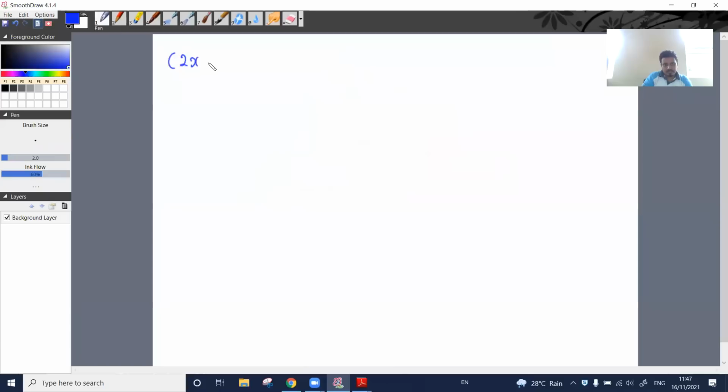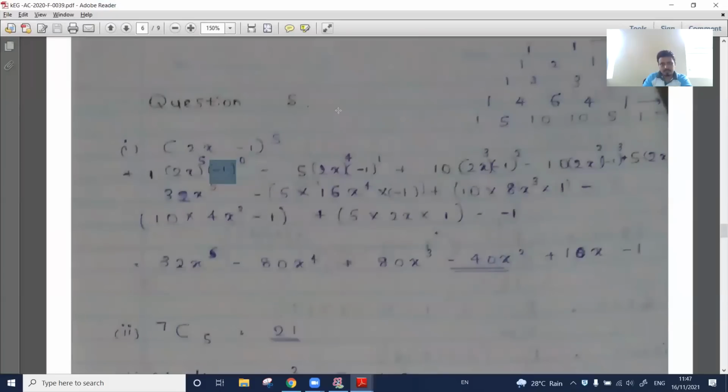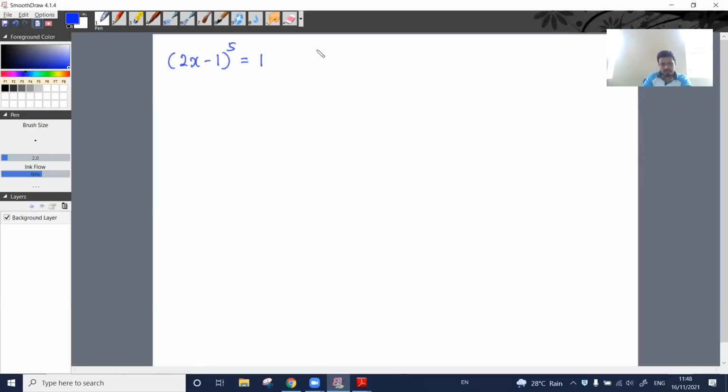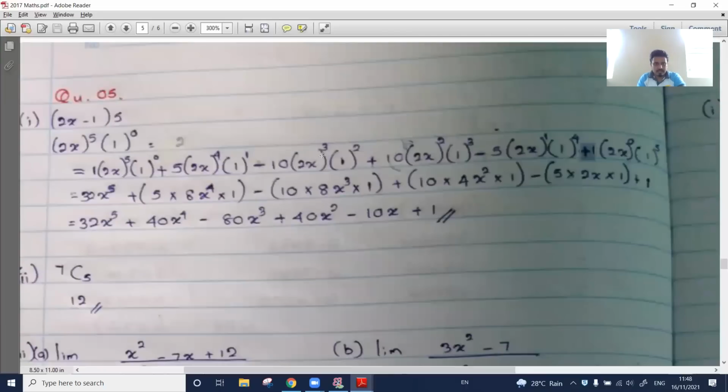This is what we need to expand: 2x minus 1, the whole to the power 5. From the Pascal triangle, we can get 1, 5, 10, 10, 5, 1. If I am wrong, make me correct. Is it correct? 1, 5, 10, 10, 5, 1.